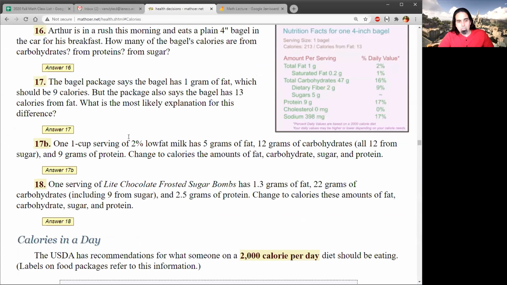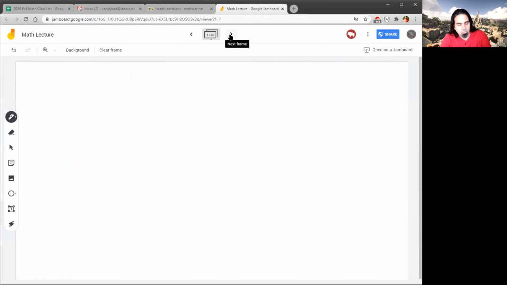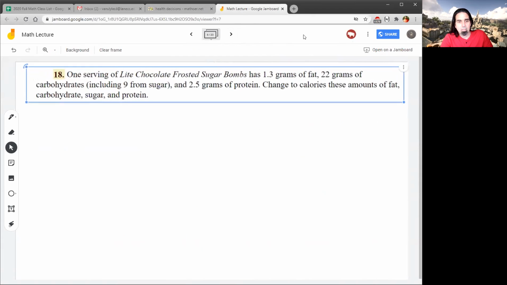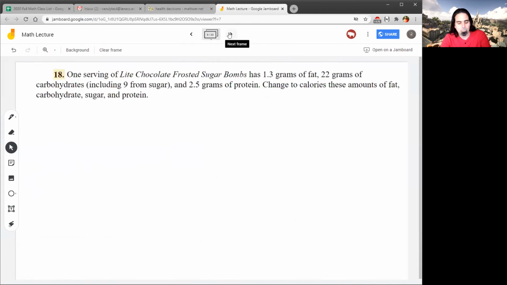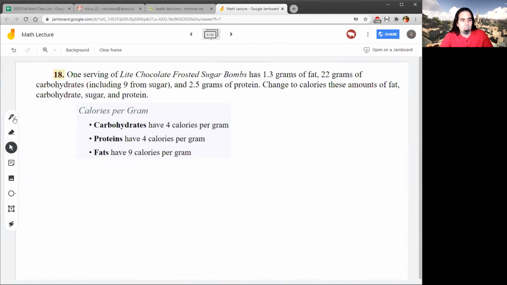Okay, 18, we could do the same thing. We have an imaginary chocolate frosted sugar bombs. They have so many grams of fat and carbohydrates and protein. Let's do one more because we have time. Okay, you try it first. I'll fill in the answers after a little pause.